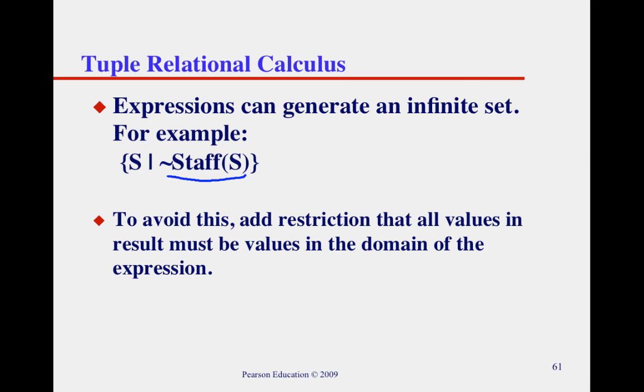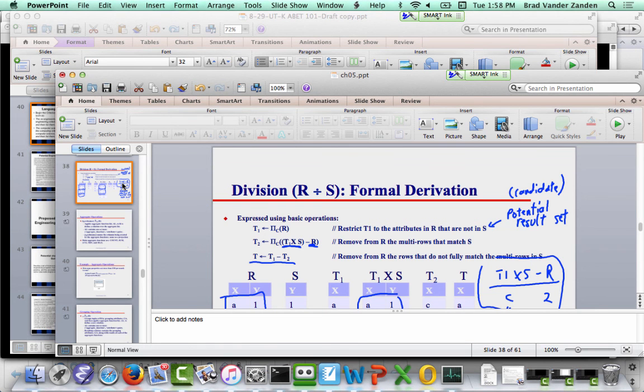Therefore, we would say that this is equal to what? If we restrict it to be all values in the domain of S. Empty set. Because if we restrict it to be members of the staff S, there are no people who are not in S. Pardon? There you go. Okay.